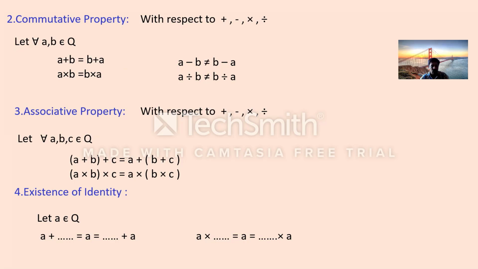Now, if you take two rational numbers a and b, the sum of a and b will give you the same result as the sum of b and a. So if you change the order, the result is same. In multiplication also, we will get the same result. Whereas in subtraction and division, LHS and RHS, we will get different values. So we can conclude that rational numbers satisfy commutative property with respect to addition and multiplication only.